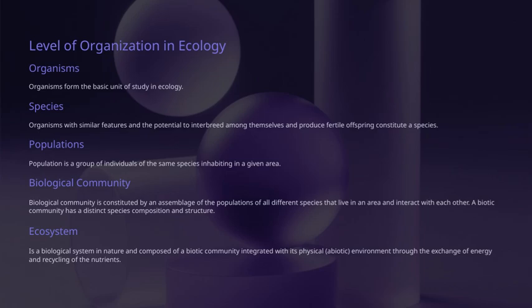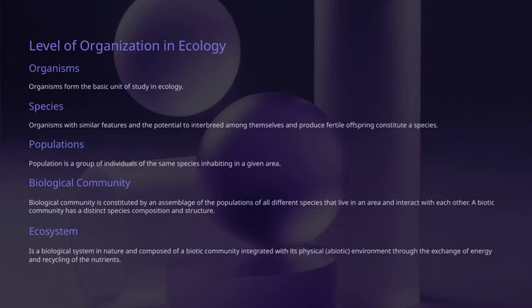Now, within this ecosystem, we have what's called a biological community. This community is essentially a collection of populations, groups of individuals belonging to the same species, that live together in a particular area and interact with each other. The specific composition and structure of these species define the uniqueness of each community. Speaking of populations, they are simply groups of individuals of the same species occupying a certain area at the same time. This concept helps us understand how species are distributed and how they grow or decline over time.